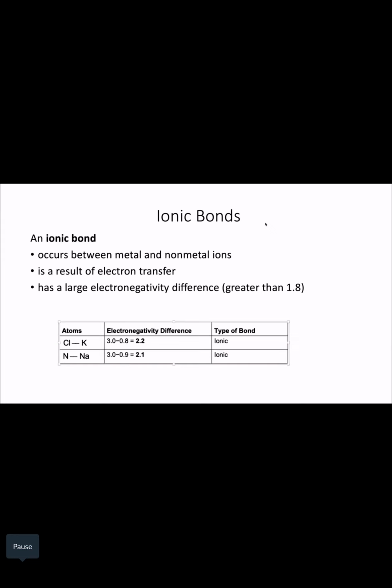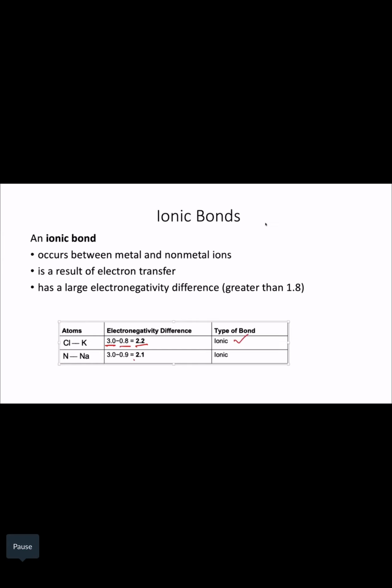Ionic bonds, okay? Ionic bonds occur between a metal and a non-metal. This results from electron transfer. It has a large electronegativity difference. Those are considered even higher. Here chlorine has 3.0 and potassium has 0.8, and that difference is 2.2. That is no longer polar covalent, it is at the level of ionic.